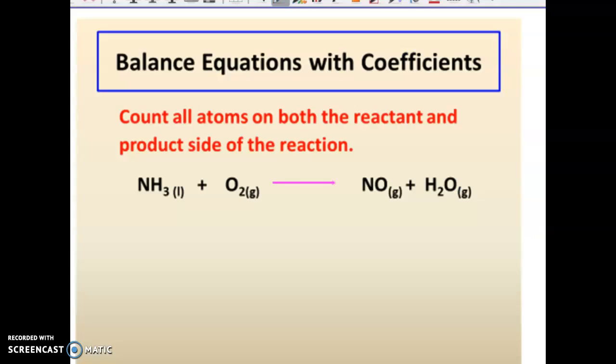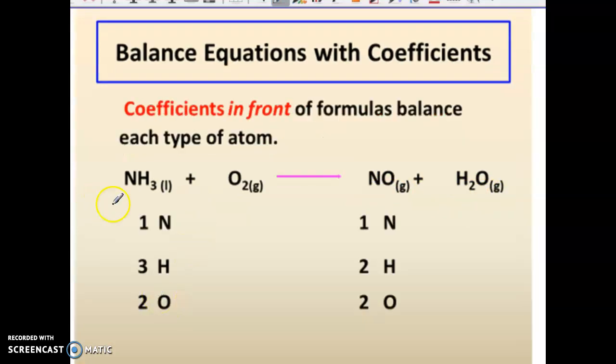So let's look at another example here. This one's a little bit more complex, and that's why I wanted to do a simpler one to start. So here we have nitrogen and hydrogen. So we have ammonia reacting with oxygen to make nitrogen monoxide and water. Okay, so what we're going to do is count out how many we have on either side.